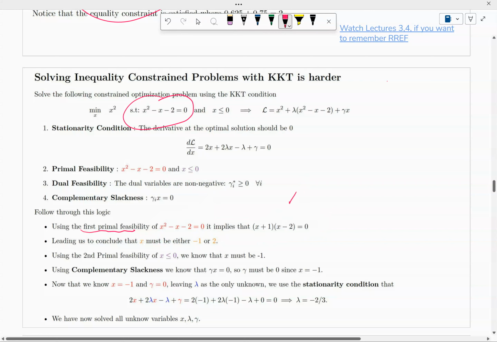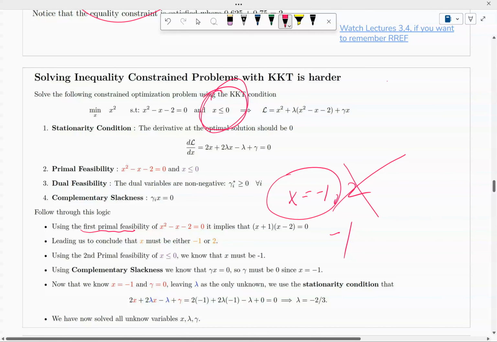Now, this means that x must equal -1 or 2, right? It has to. You don't have other choices. So if x is equal to one of them, we have a second condition. It's saying that x is less than 0. Well, if that's the case, then it can't be this one. Therefore, we basically solve that x has to be equal to -1, right? Okay, so we now know what x star is, which is -1.